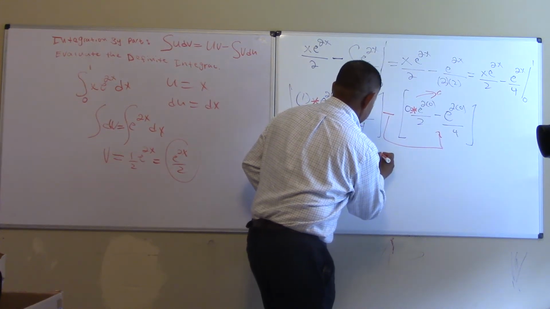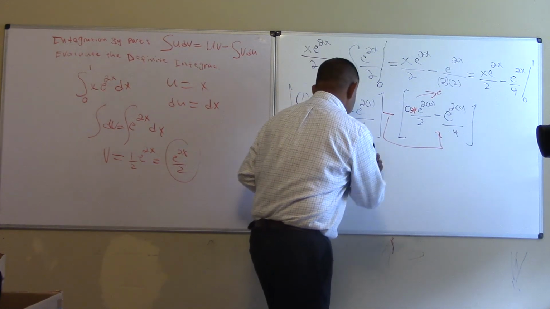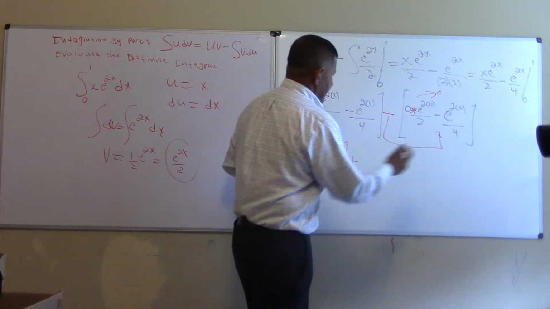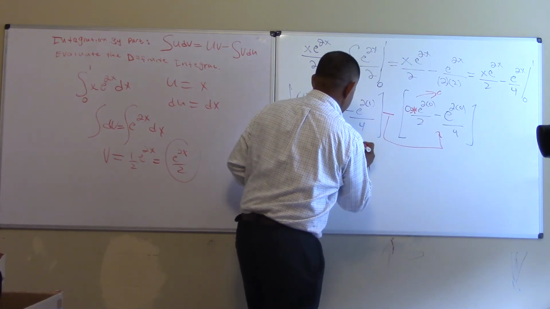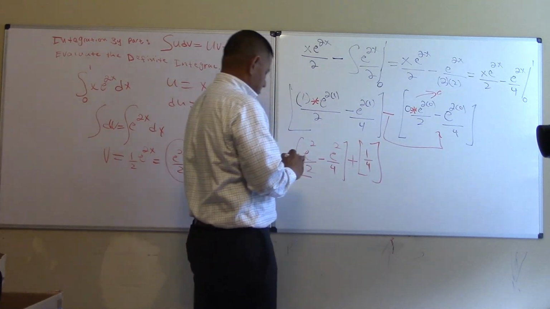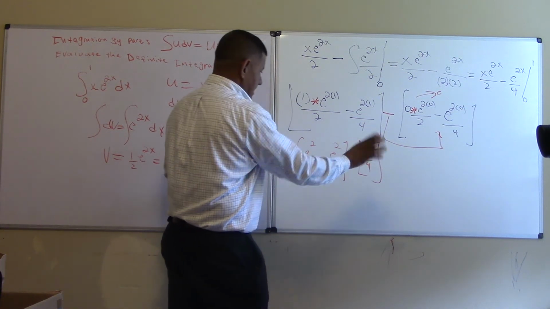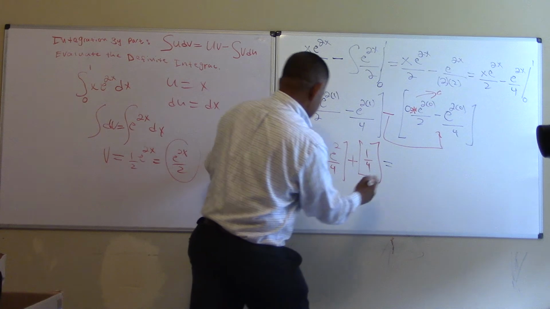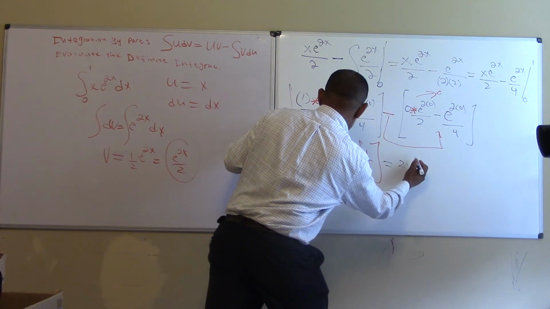Actually, no, wait a second. See, this is the tricky part here. When you multiply this, any number to the 0 power is 1. So this whole thing becomes 1/4. Now I'm just adding these pieces. I want to find the least common denominator and then add, and I will be done. So I'm multiplying by 2 on both sides.